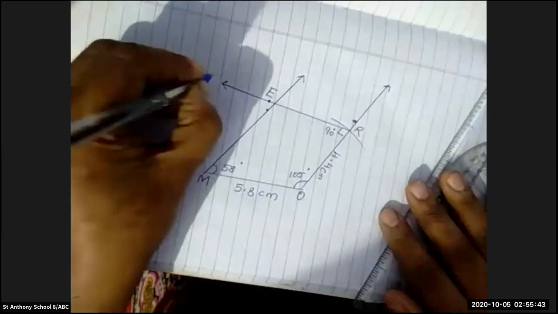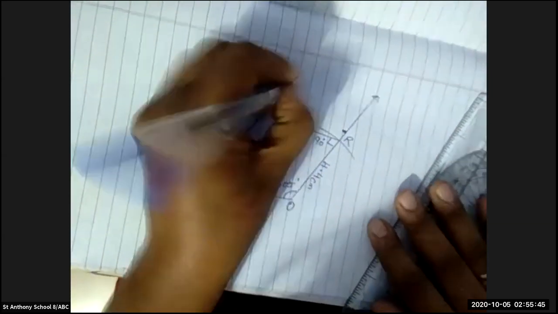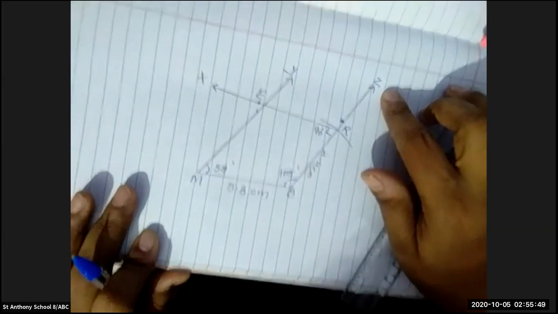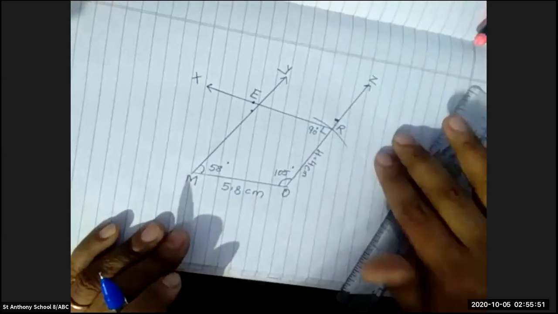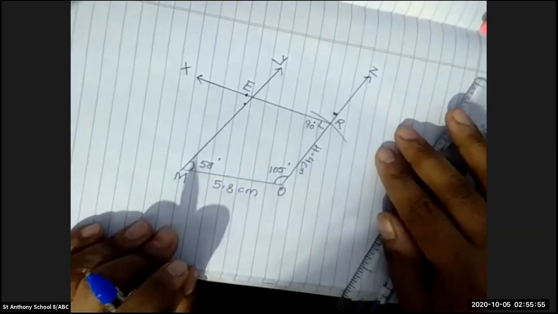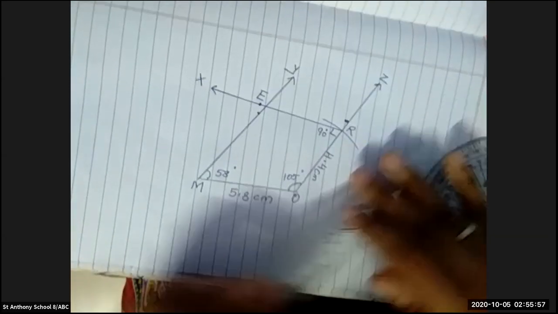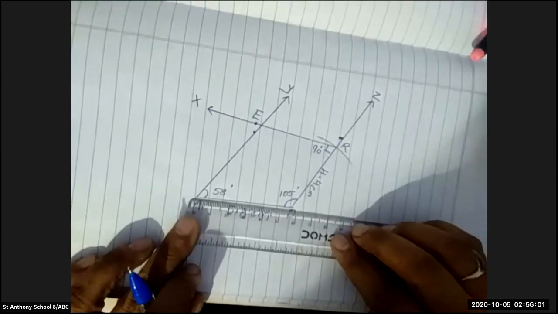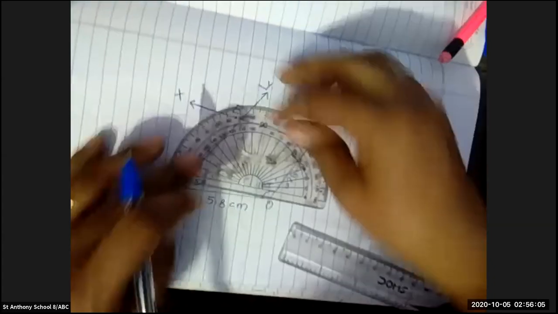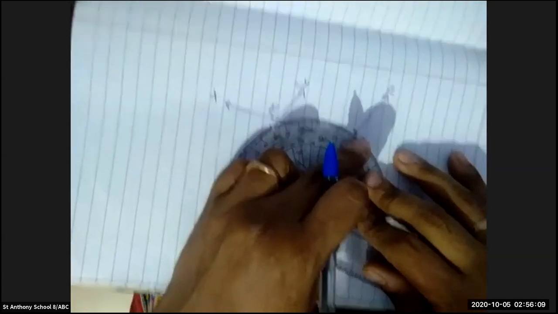Also you can give a name like X, Y or Z. You are going to give the name on the arrow also. So here we have made a construction of MORE. Once again, I will explain how I have constructed it. First, you have to make a line of 5.8 centimeter. Then, with the help of the protractor, put it on the O side, take 105 degrees.